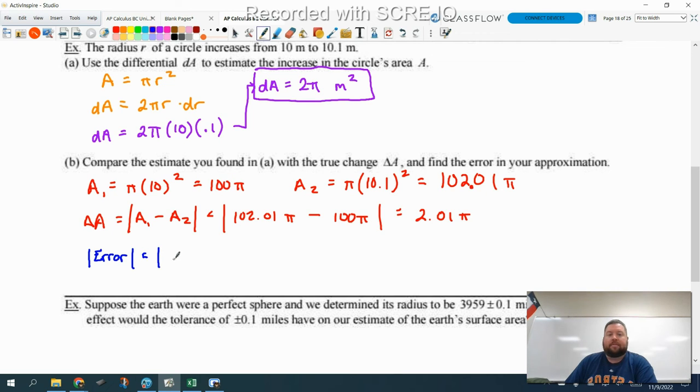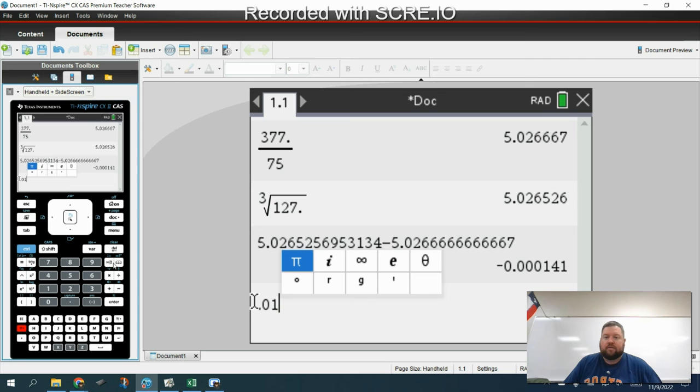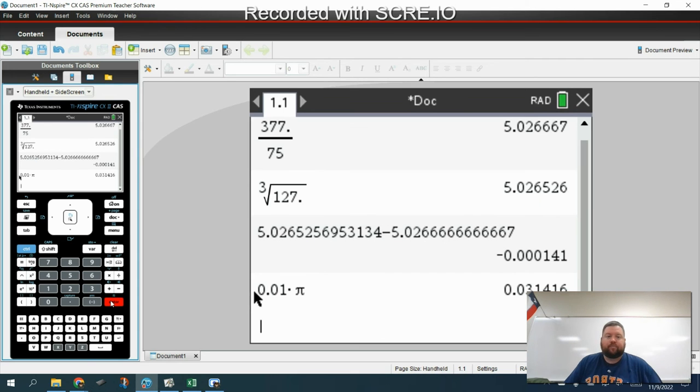So that's going to be the absolute value of 2.01 pi minus 2 pi. So that would be equal to 0.01 pi, which is equal to, and let's plug this into a calculator and see. I guess we kind of know what pi is, so we could just move that decimal place 2 places. So 0.031416.